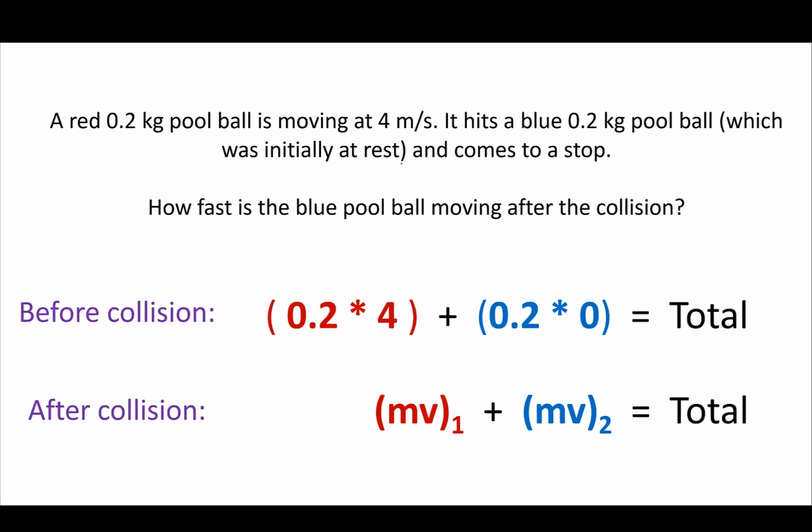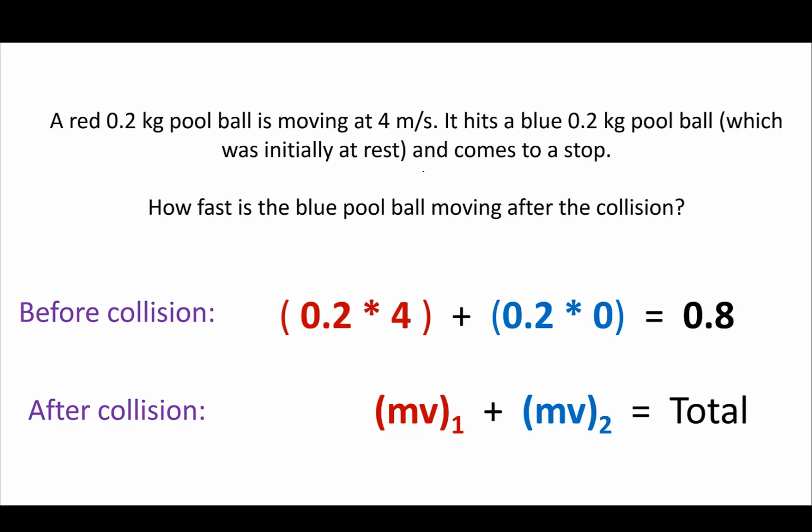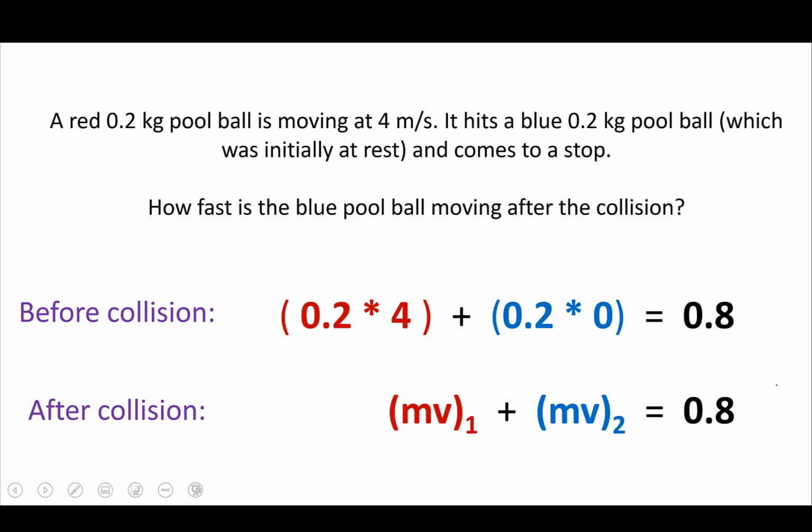We'll plug in the numbers. The mass of the red pool ball was 0.2, velocity of the red pool ball is 4, mass of the blue pool ball is 0.2, and the velocity of the blue pool ball is initially at rest, so that's 0. So we can figure out the total momentum by just solving this formula. Turns out that the total momentum is 0.8. After the collision, the total is going to be the same. This is going to be the same number before and after. That'll be 0.8. And so we see what we can figure out after the collision.